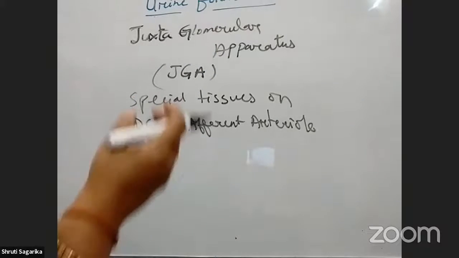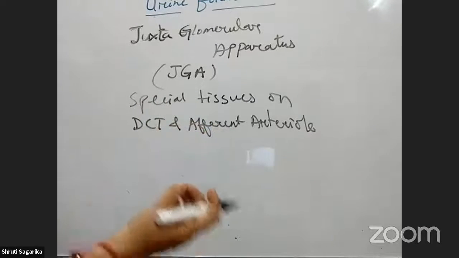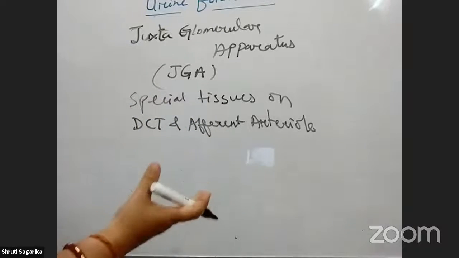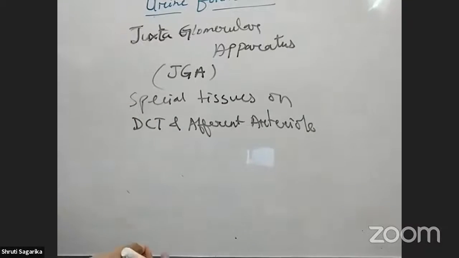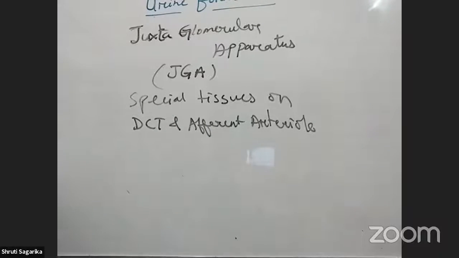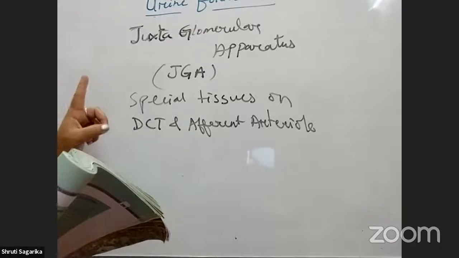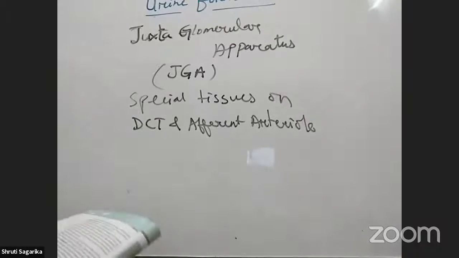Special tissues which are very sensitive to the amount of filtrate which is formed. So when more filtrate is formed, they will get activated, and they release one hormone. Later we are going to discuss the control of urine formation and kidney function. How they actually work, we'll be reading again in that later part.